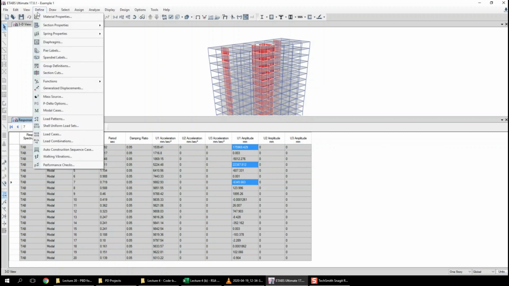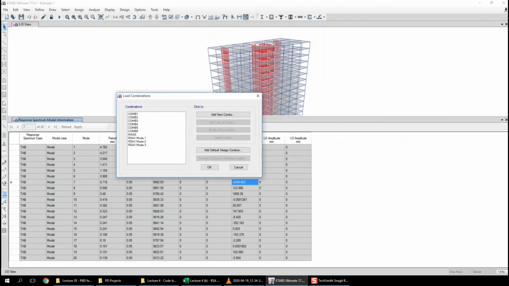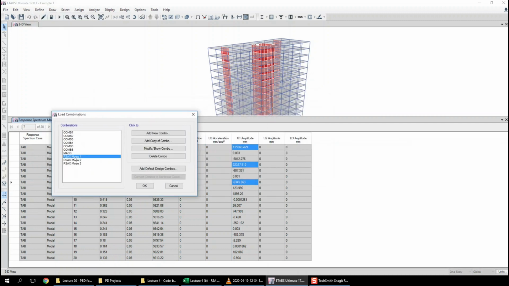So I am going here, I am picking these results. For example, check this first number, which is a modal amplitude in millimeters, and since I am using meters as my units, I have to divide it by 1000. So it is 175.96. So I should use this multiplier here and define load combinations, and I define a new combination called RSA-X mode 1, which means the first mode contribution in the RSA-X load case.